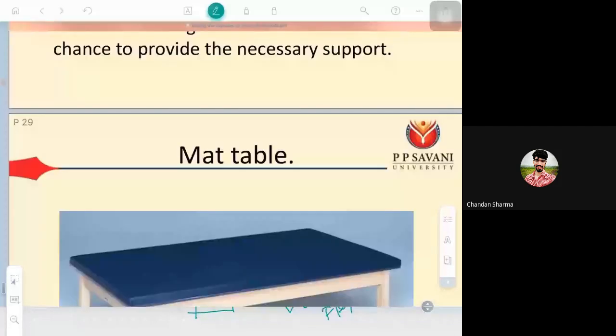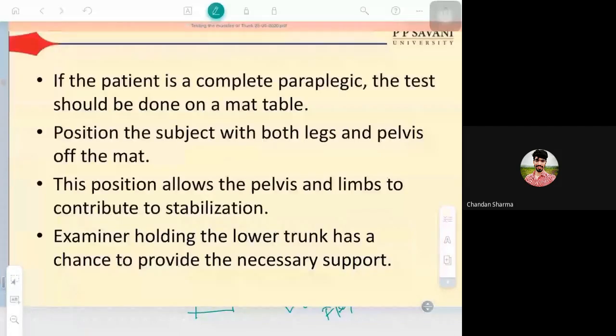Last point, slide. If the patient is completely paraplegic, what is paraplegic? Both the lower limbs are paralyzed. Gluteus muscle is also paralyzed, that is, hip extensors are paralyzed. Completely lower limb is paralyzed. So how will you test the lumbar and thoracic extensors? Here the position of the patient is changed. Position of the subject, that is patient, with both legs and pelvis off the mat.